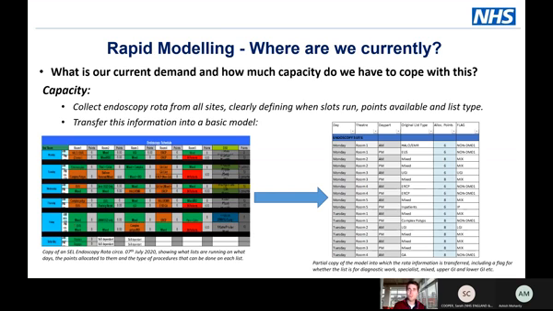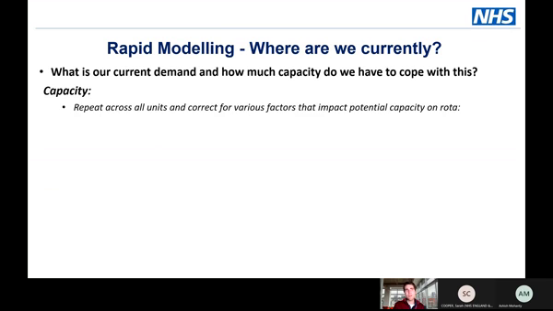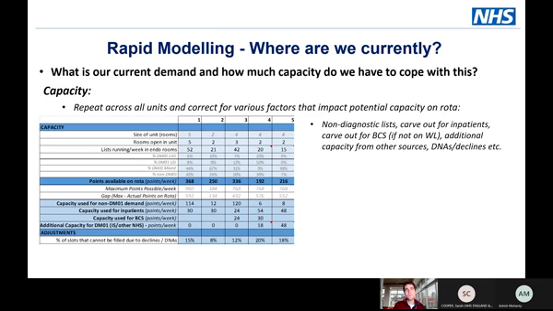And what I also found was very useful was applying a flag that would tell you whether it's a mixed list, an upper GI, a lower GI, or a non-DMO1, non-diagnostic procedure, and/or whether it's inpatient or bowel screening or general anesthetic list. All of these things are very useful to be aware of when you're trying to allocate tags to these sort of models, and they make it very useful for analyzing it later. Once you have that, you can repeat that across all the units with all the rotas that they send to you. You end up with something like this.